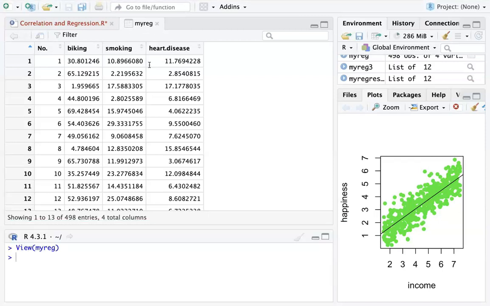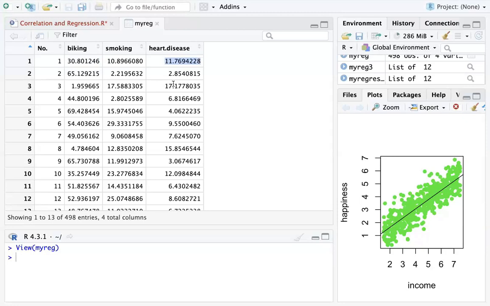Our common understanding is that if someone smokes more, there might be a possibility of having heart disease. Therefore, we say biking and smoking are independent variables, and heart disease is a dependent variable. Now, in regression analysis, we want to model this and build an equation to understand how these two variables, biking and smoking, predict the propensity of heart disease.